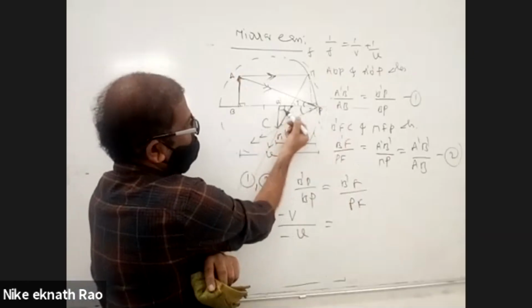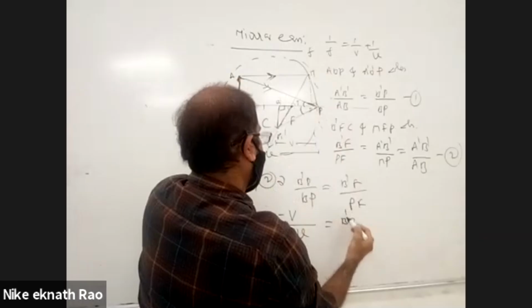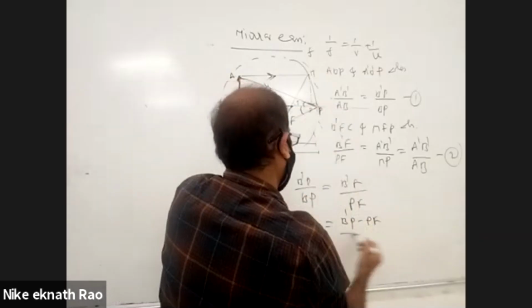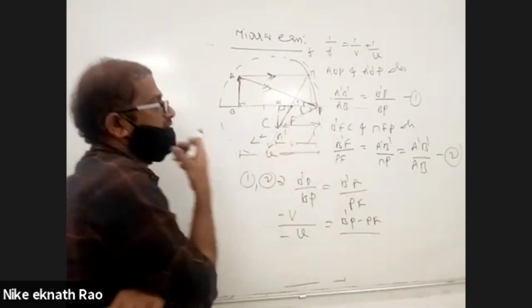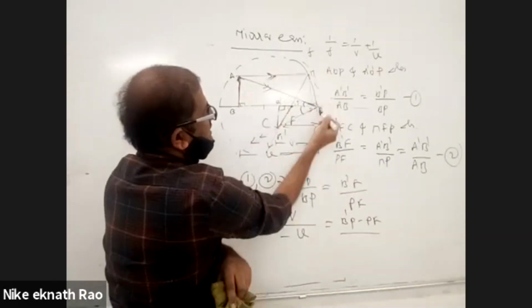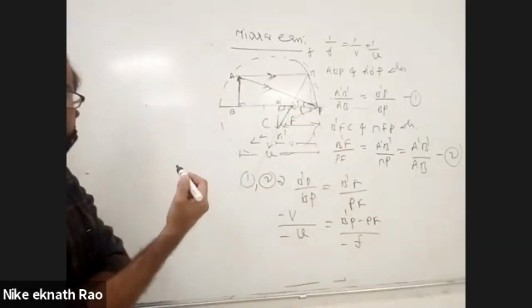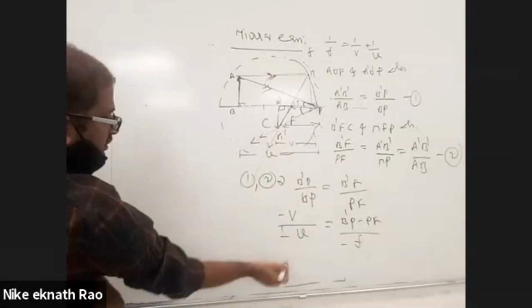B dash F I can write as B dash P minus PF. And PF is focal length. Your ray is going like this, measuring focal length this way, so it is negative. This is minus F. So by simplifying, of course, this gets cancelled.